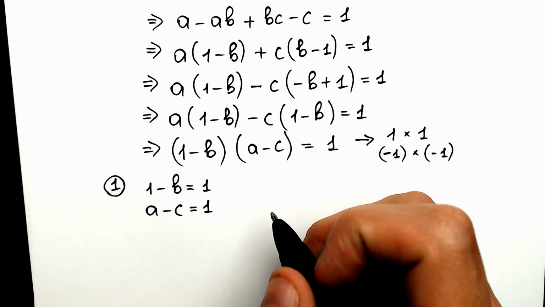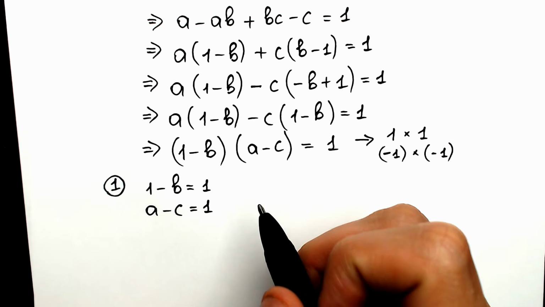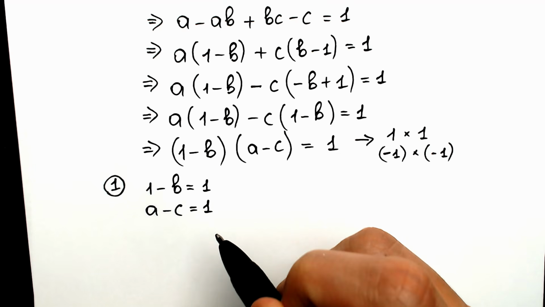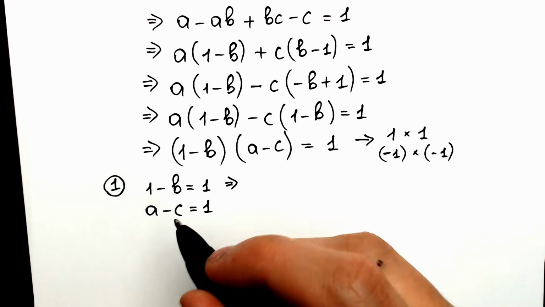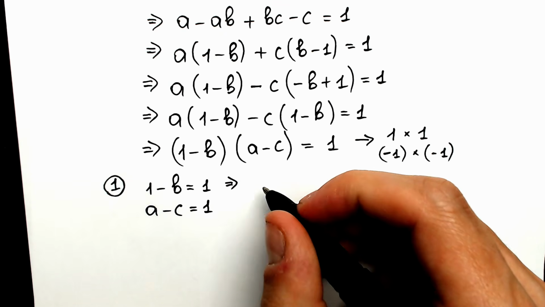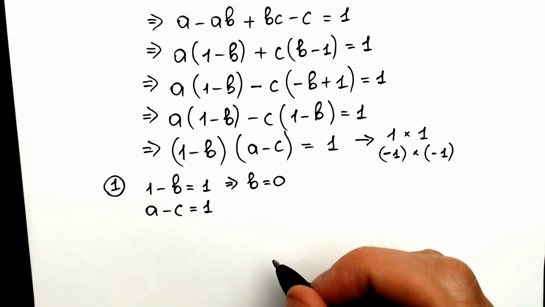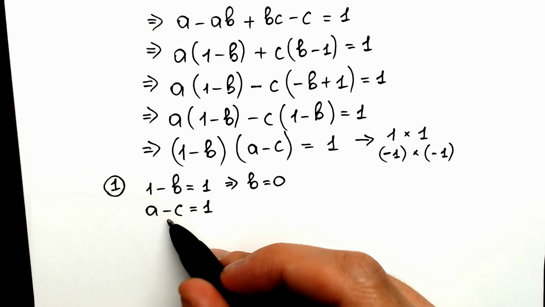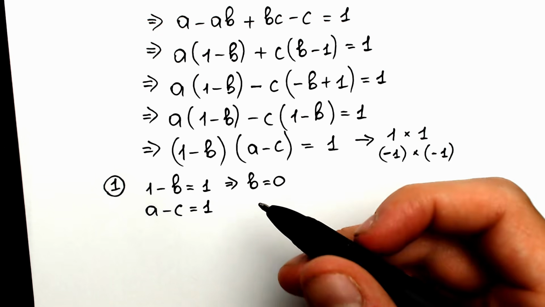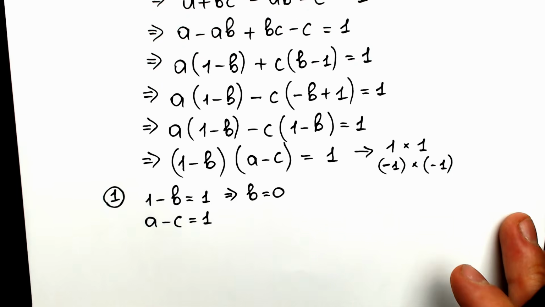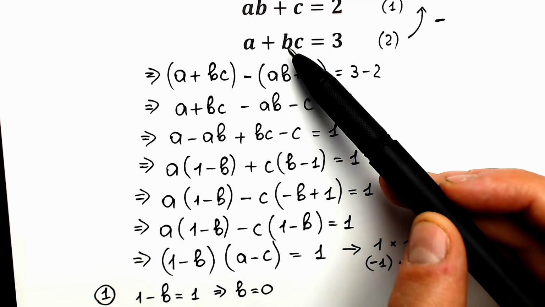How can we solve it? We can easily solve this in the next way. We have a system of two equations, and from the first equation we can solve for b real quick, because 1 minus b equal to 1. From here b is equal to 0. And right now let's solve for the second equation. We know that b equal to 0, so we can easily plug it in, for example, right here.